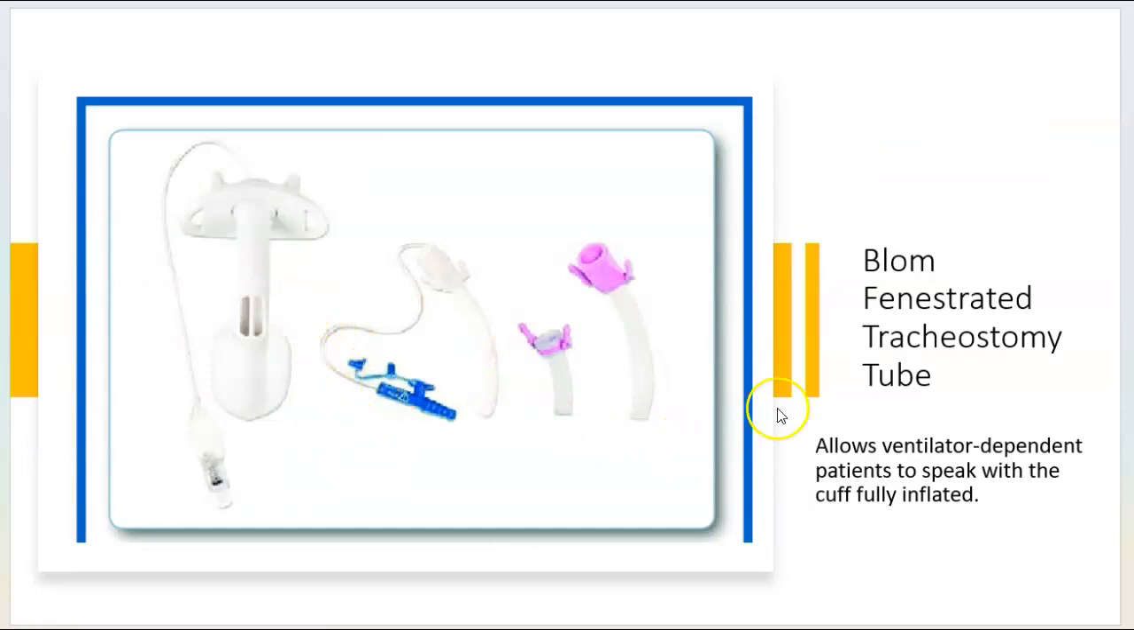Fenestrated trach tubes. Again, this has holes at the top of it, so air can go down into the trachea, but also air can go up through these holes, pass through the vocal cords, and allow patients to talk. This particular fenestrated trach is designed to be used with a ventilated patient and with a cuff fully inflated to help the patient communicate while still being vent dependent.